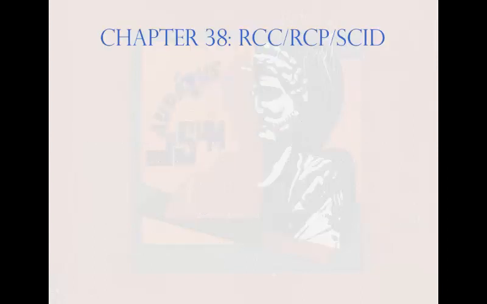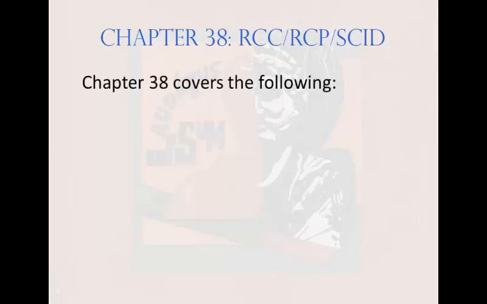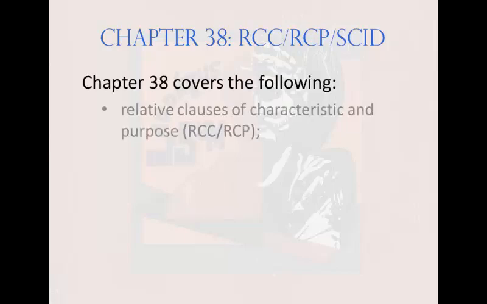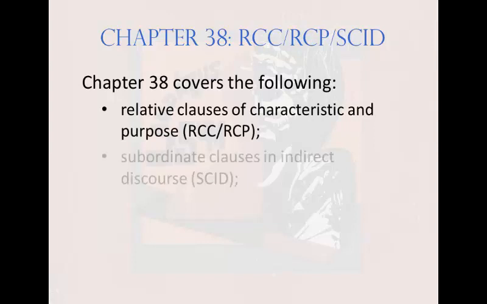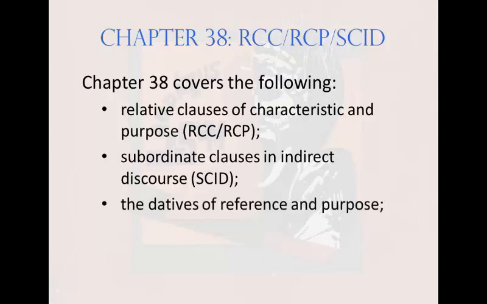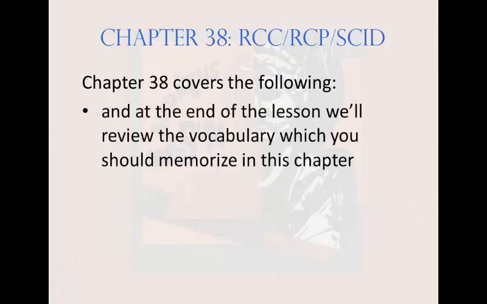Chapter 38. Relative clauses of characteristic, relative clauses of purpose, and subordinate clauses in indirect discourse. Chapter 38 covers the following: relative clauses of characteristic and purpose, abbreviated RCC and RCP, subordinate clauses in indirect discourse, abbreviated SCID, the datives of reference and purpose, and at the end of the lesson we'll review the vocabulary, which you should memorize in this chapter.